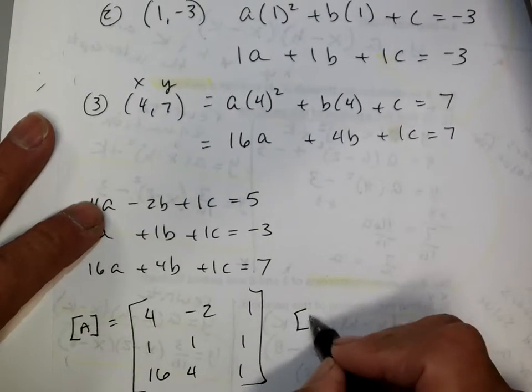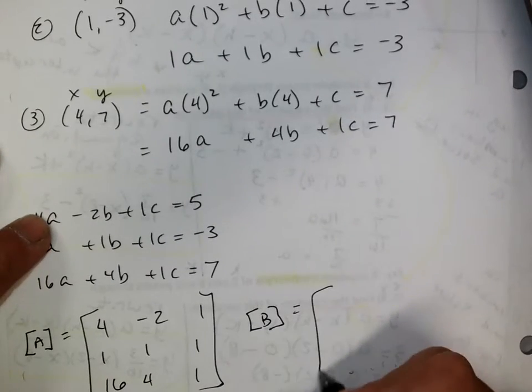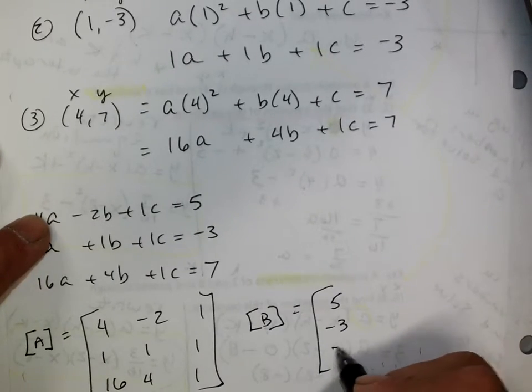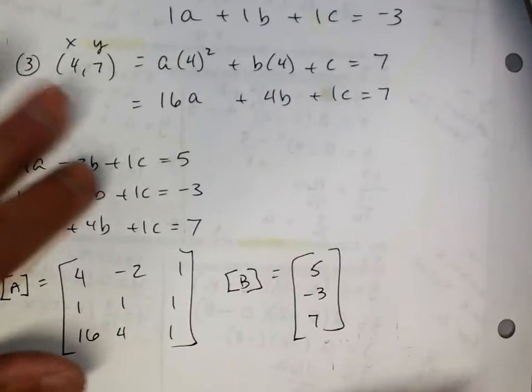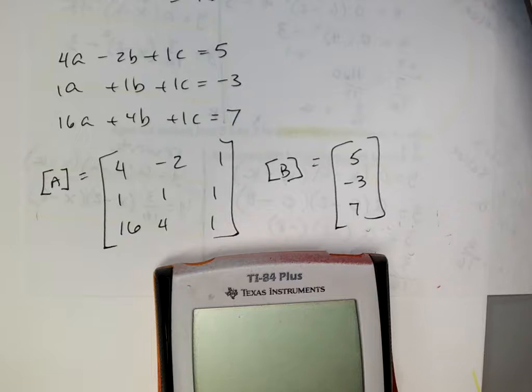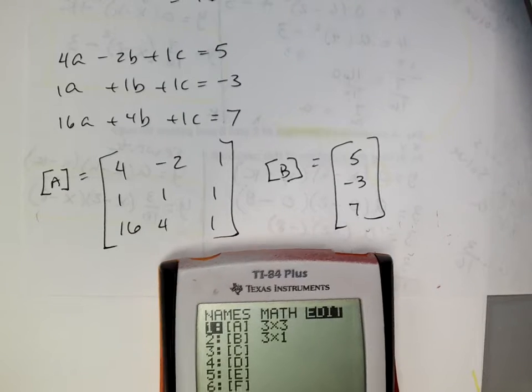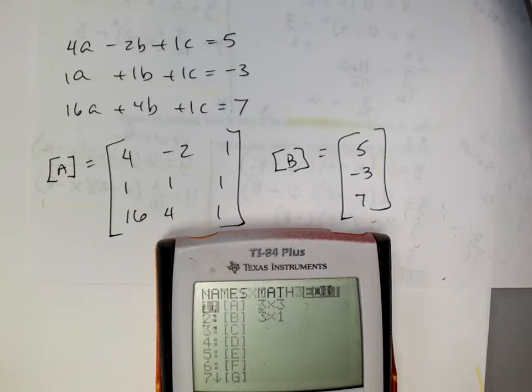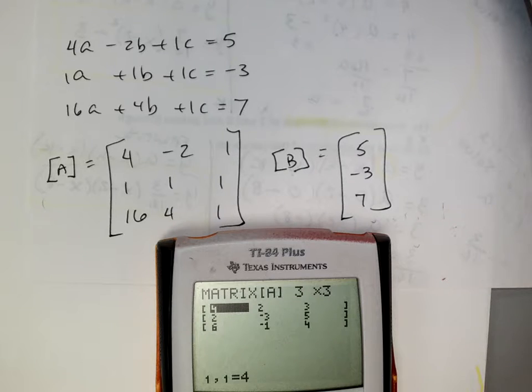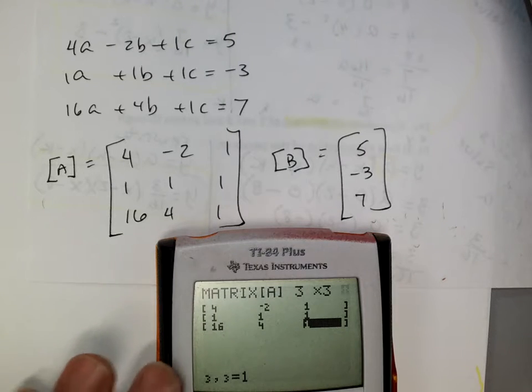Right? Matrix A. So we'll put that in our calculator. We've got matrix B, which is our 5, negative 3, 7. Okay? So I'll join in with you and I'll start plugging them into my calculator. I'm going to go to my matrix, second matrix, edit, right? You guys we're getting good at this. Edit, enter, 3 by 3, and I'm going to go 4, enter, negative 2, 1, 1, 1, 1, 16, 4, 1, right? Am I doing okay? Everybody with me? We've done this before, right? I'm going to quit and make matrix B.